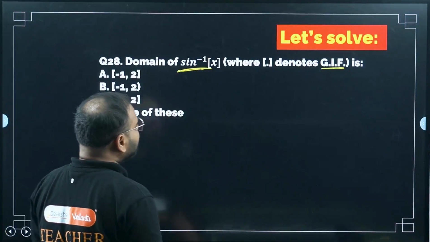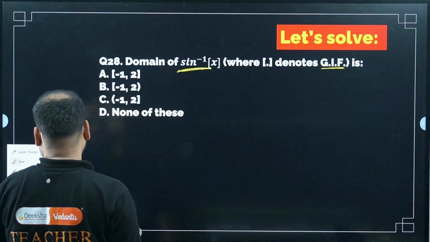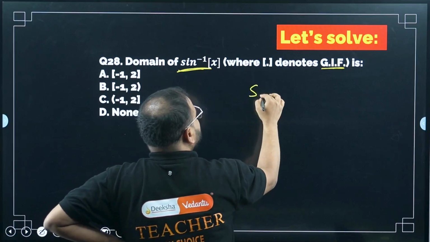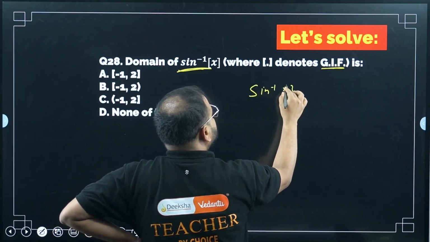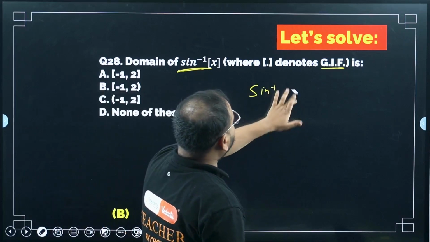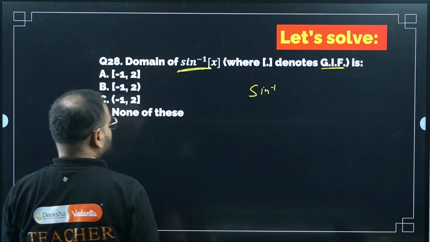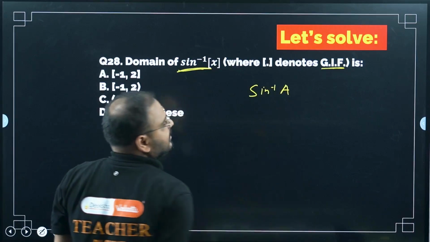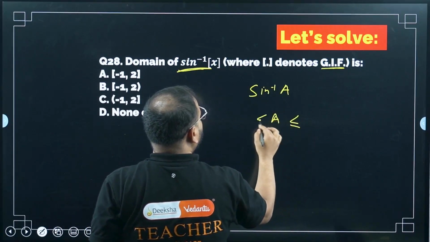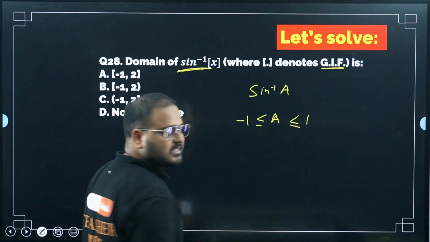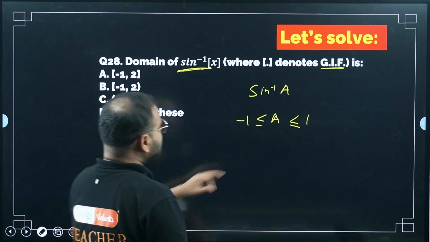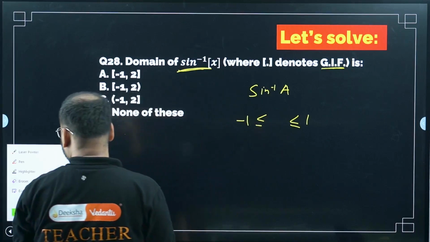Why do we need this? We'll see. So if it was not written like this, instead of sine inverse of GIF of x, if I replace GIF of x with some other variable, let's call it a, sine inverse of a, then what is my domain here? A is simply this. Domain is minus 1 to 1. But this is not a. This is actually my GIF of x.